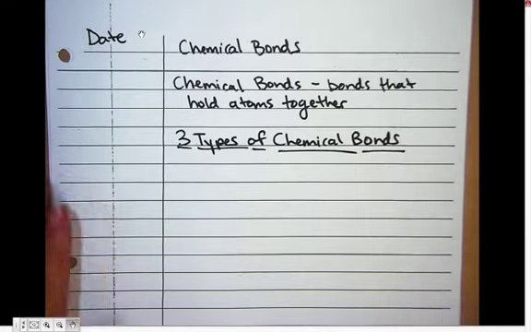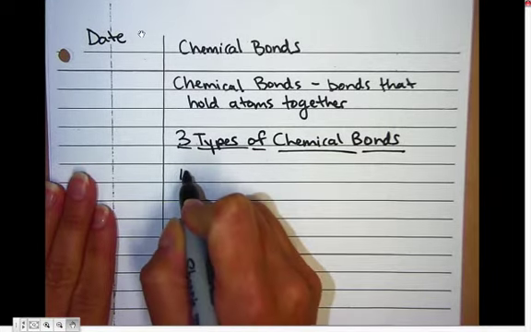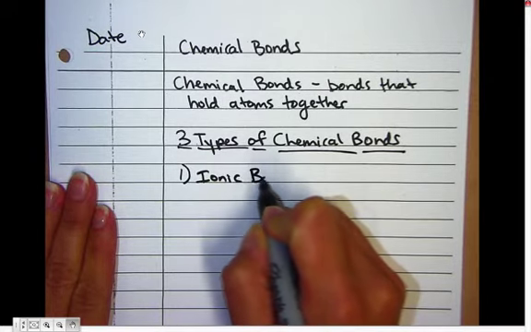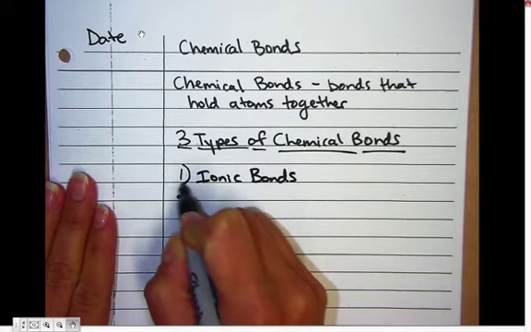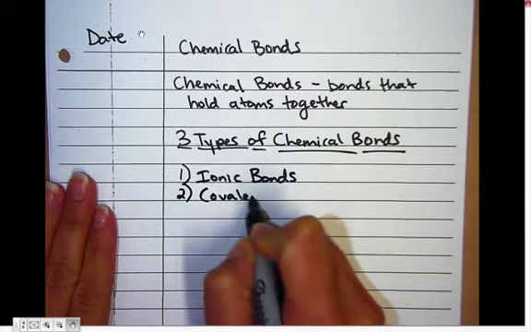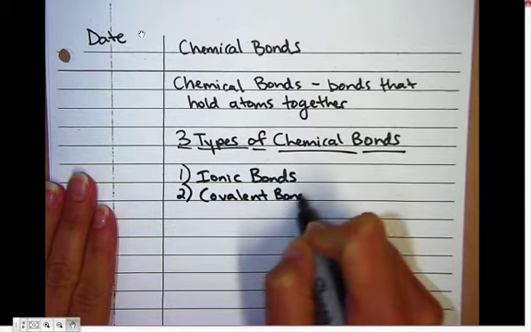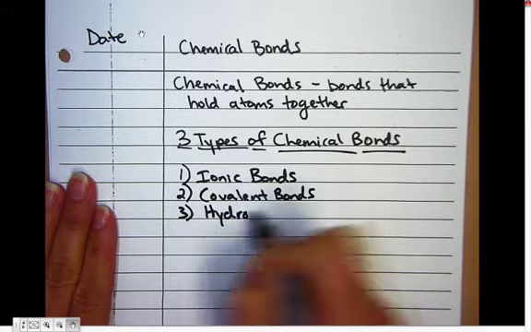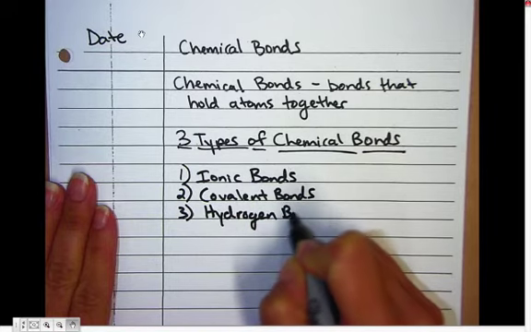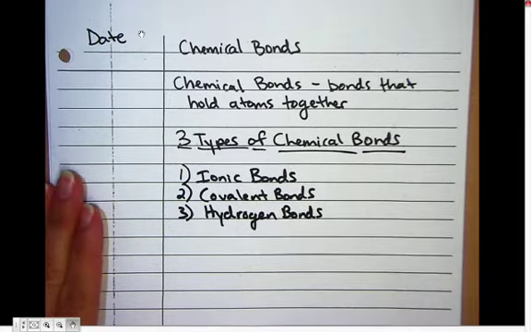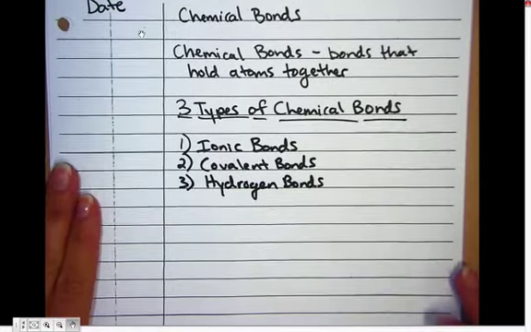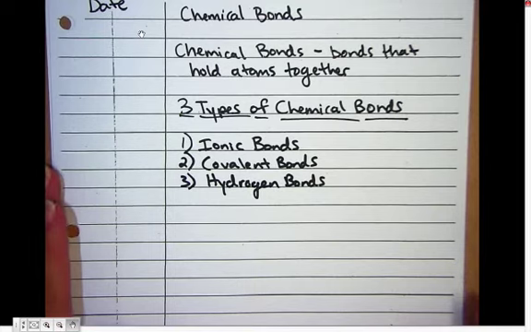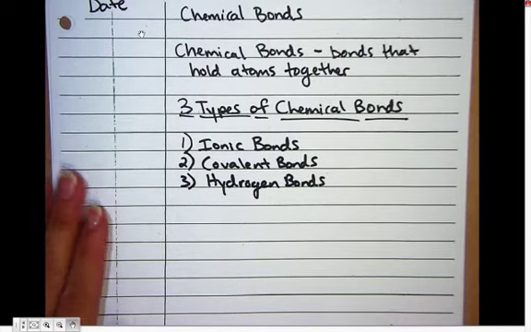We have ionic bonds, we have covalent bonds, and we have hydrogen bonds. And what we're going to do is we're going to take a look at each of these. We'll do ionic briefly, but it's covalent and hydrogen that we're really going to need to look at.